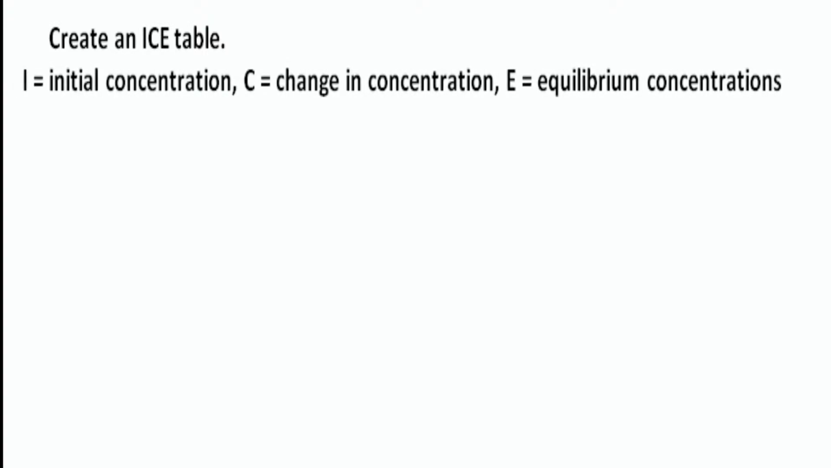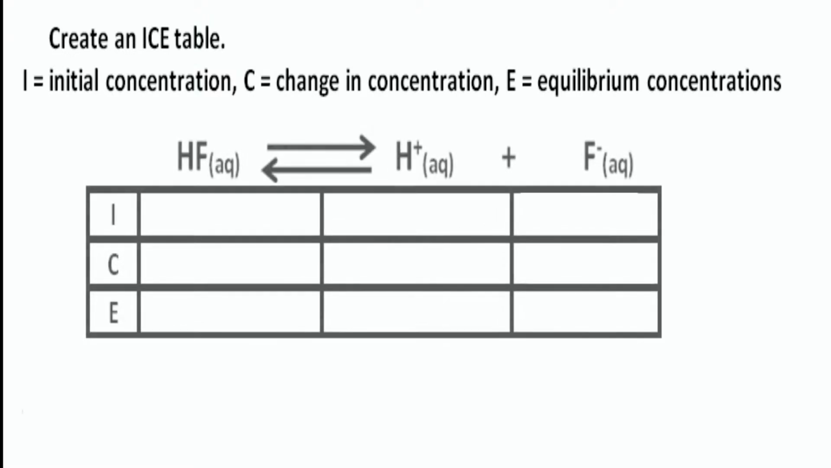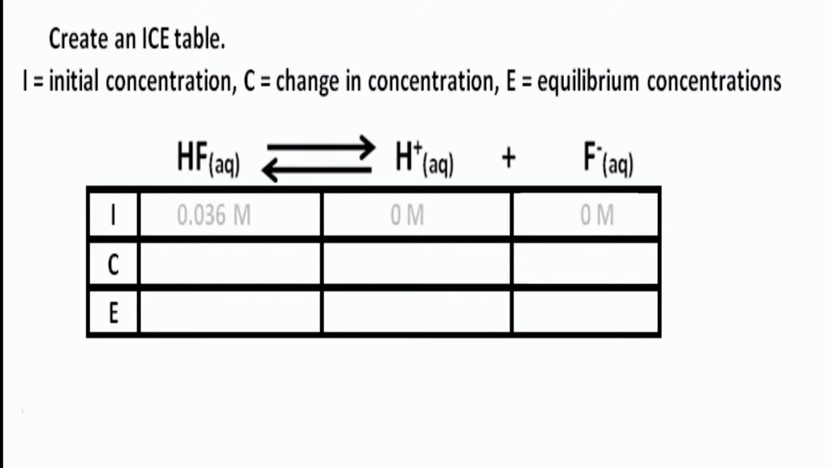The next step is to create an ice table. An ice table indicates the initial concentrations, the change in concentrations, and the equilibrium concentrations of all species in the equilibrium equation. The initial concentrations, or I, are 0.036 molar for the hydrofluoric acid, and of course 0 molar for both hydrogen ion and fluoride ion.